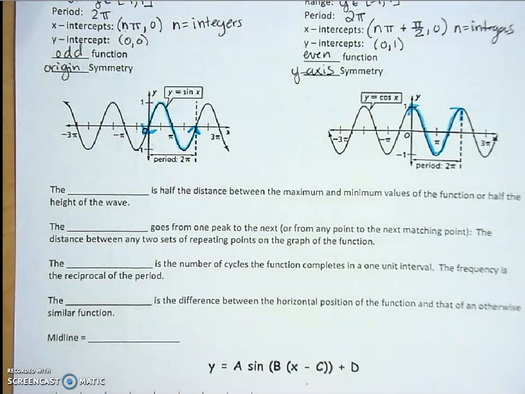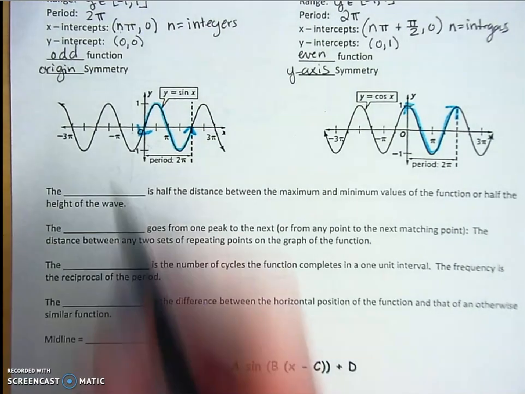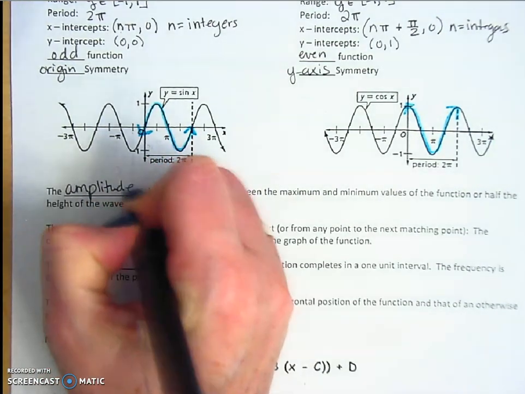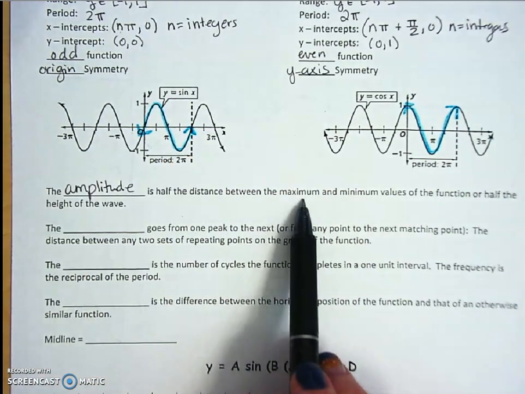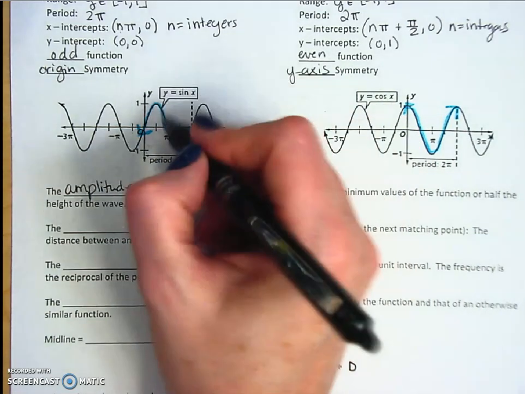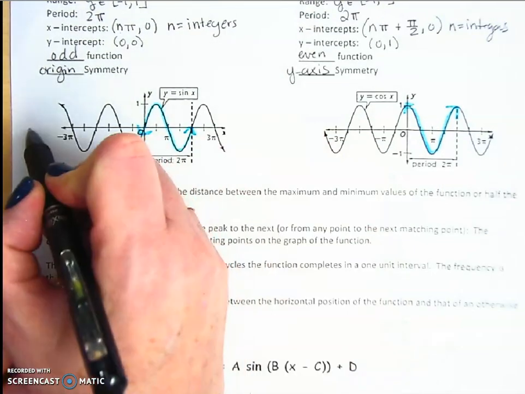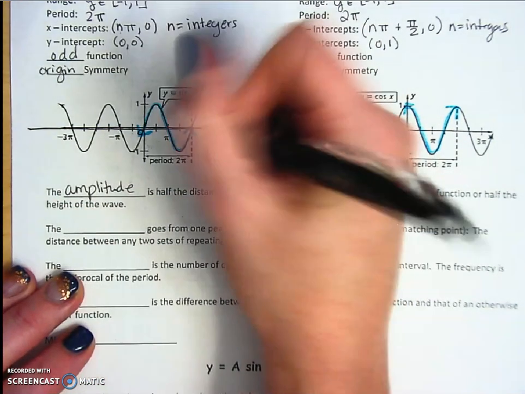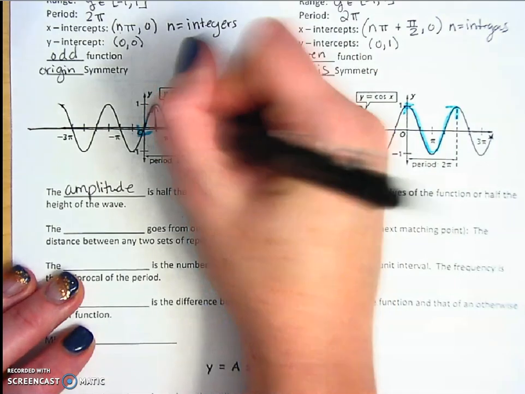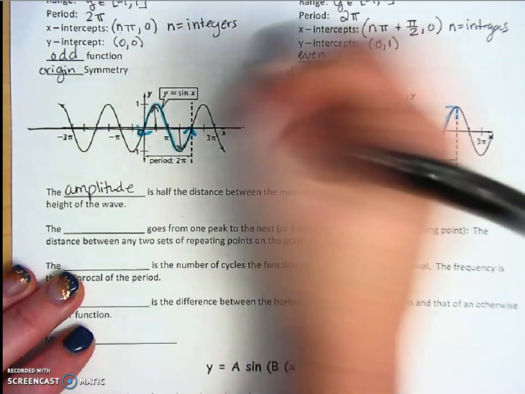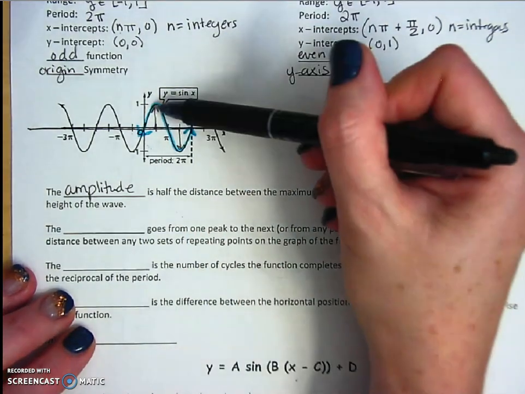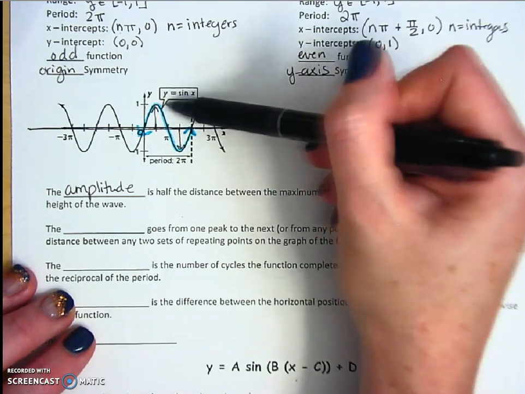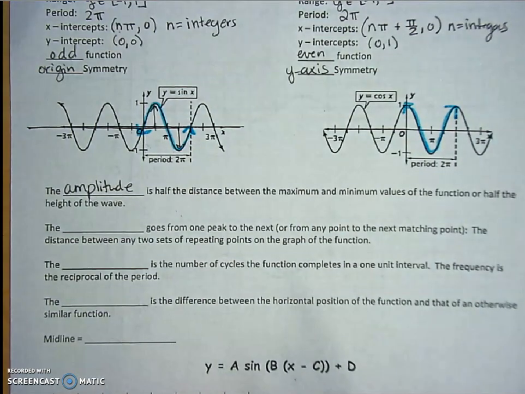And then some vocabulary down here. The amplitude is half the distance between the max and min values. So you can also think about it as being the distance from the midline. So this is the center of the graph. So the amplitude is from here to here to the max point, or here to here to the min, or half the distance from the max to the min, right? If this is the full distance, then the amplitude is half that.